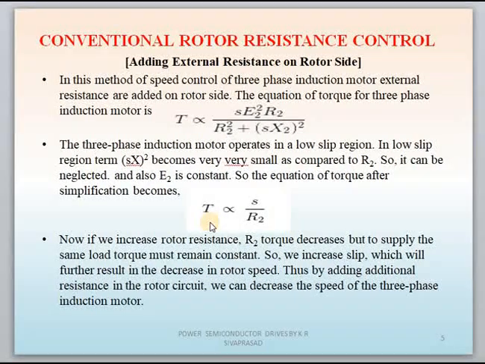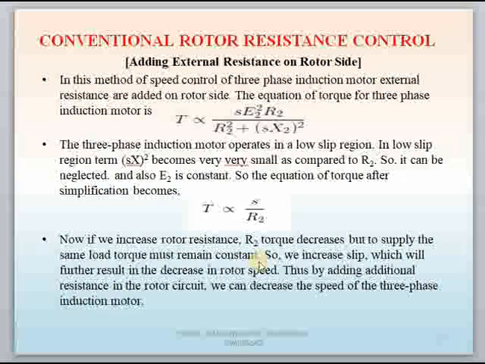But to meet the demand, we should maintain a constant torque. For that, we again increase the slip value. But with the increase of slip value, the rotor speed decreases. So that's why we are using an additional resistance at the rotor terminal. Other than the rotor resistance, we use an external resistance at the rotor terminal to control the speed of the induction motor. Now we will see the circuit diagram.